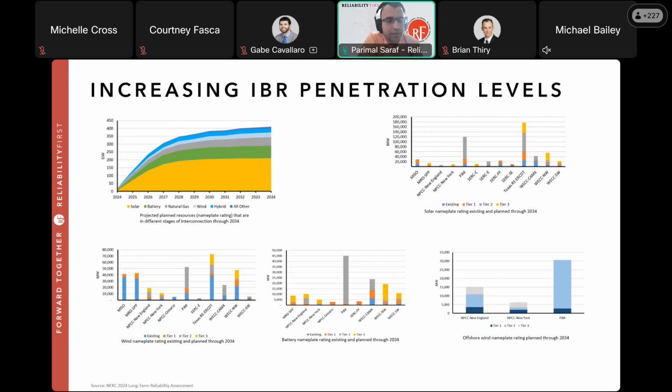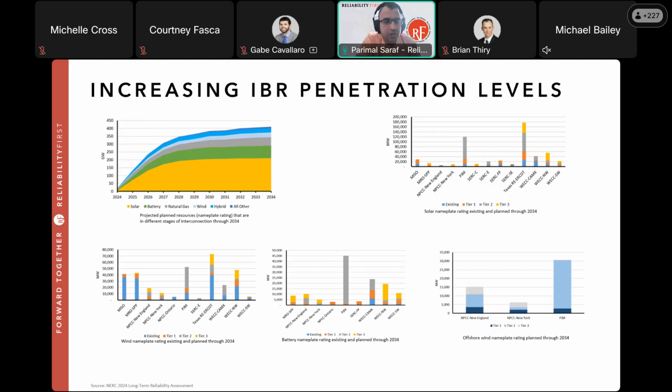Tier one are the queues that are already under construction or have met all the milestones as part of the interconnection process, and tier two are the generation queue that are still under study and still in the process of moving along the interconnection process. As you can see in the top left image, most of the queue generation as of now is solar, followed by battery and natural gas.